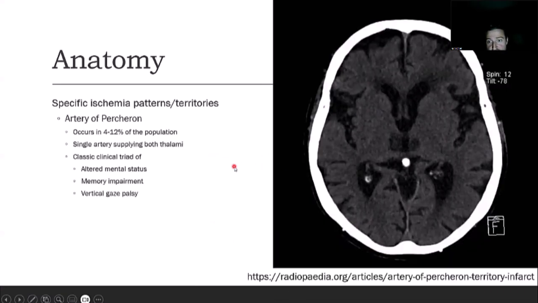Artery of Percheron is another common one that we will often see and often comes up in exams, etc. It only occurs in about 4 to 12% of the population, but it's a single arterial supply of both thalami. They typically present with the classic clinical triad of altered mental status, memory impairment, and vertical gaze palsy.